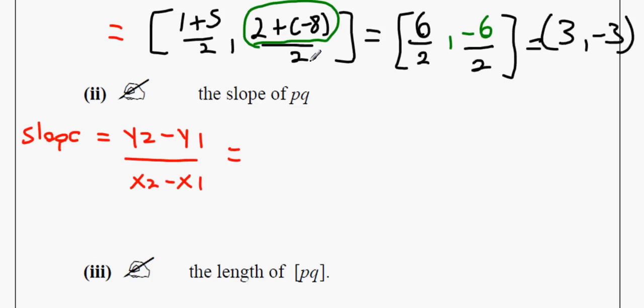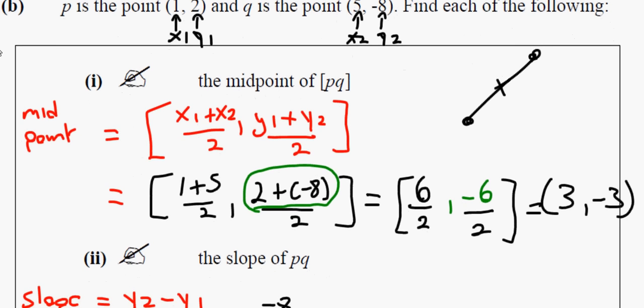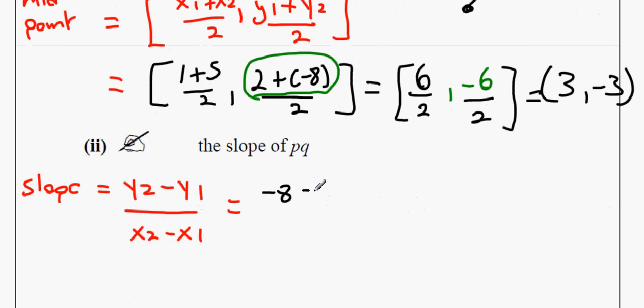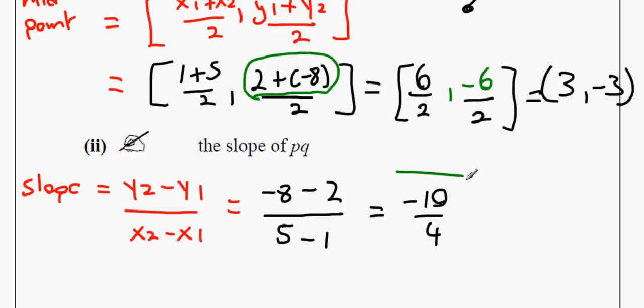We know that y2 is minus 8. We know that y1 is just simply 2. So minus 8 minus 2, and we're going to divide that by x2 minus x1, which is 5 minus minus 1. And what we're going to get is minus 10 divided by 4. We're going to put this into our calculator and figure out what fraction this is, and we know that this fraction is minus 5 over 2.